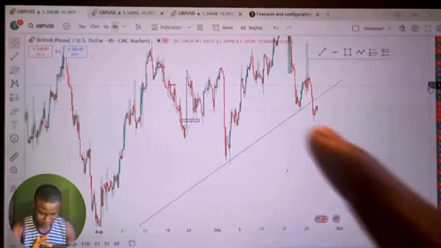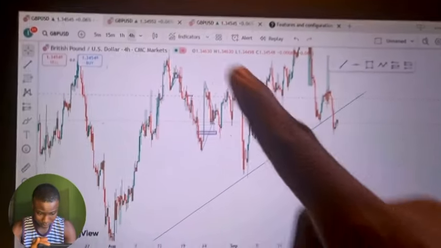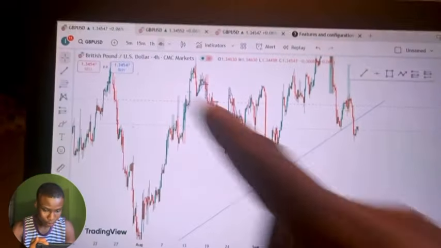Let me record with the phone and show you guys everything about the setup. Let me head to my camera. So guys, right here is the 4 hours time frame. You guys can see the 4 hours time frame on GBP USD right here.